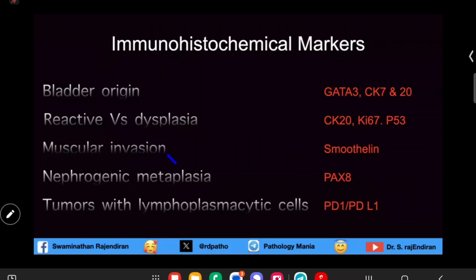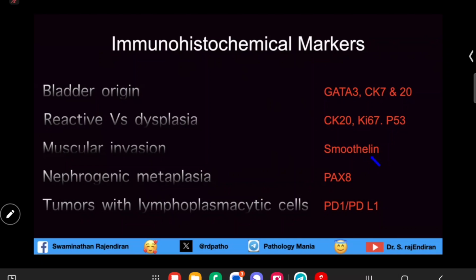And remember, we talked about muscle invasion. How do you know it is a muscularis propria? Because you can see wisps of smooth muscle around big blood vessels in the lamina propria. And there is a marker called smoothelin. This smoothelin is positive only in the muscularis propria. But many people are questioning its reliability. But whenever you have a question whether it is muscularis propria or muscle bundle next to blood vessels, attempt this marker smoothelin. Nephrogenic metaplasia, we already showed you PAX8 positive for nephrogenic metaplasia.